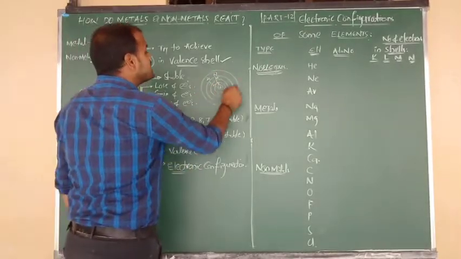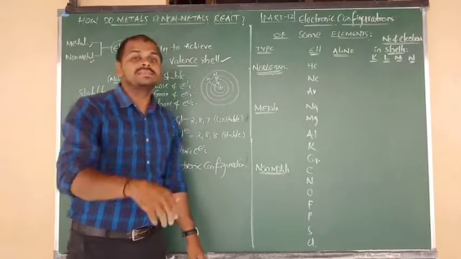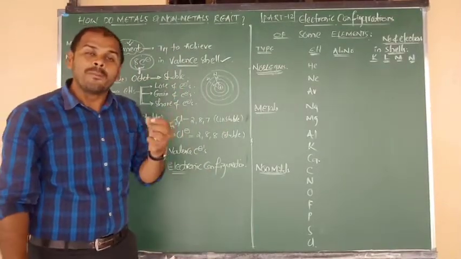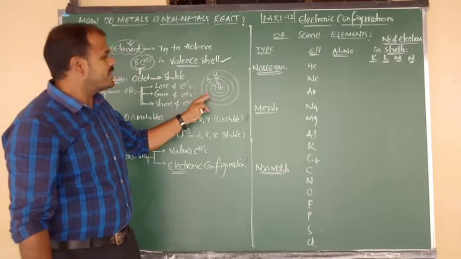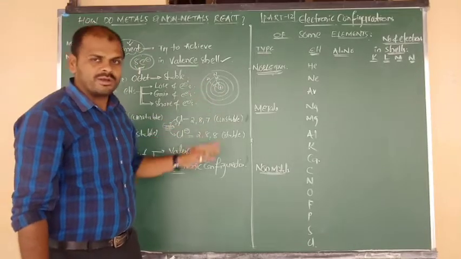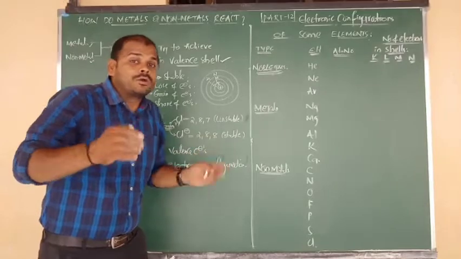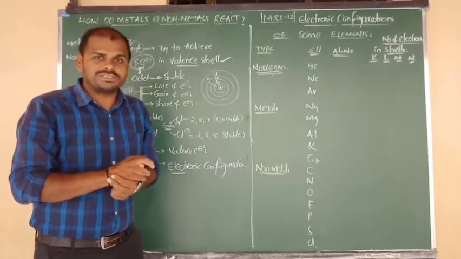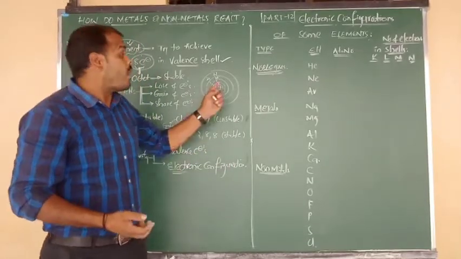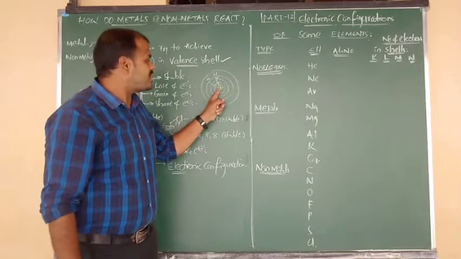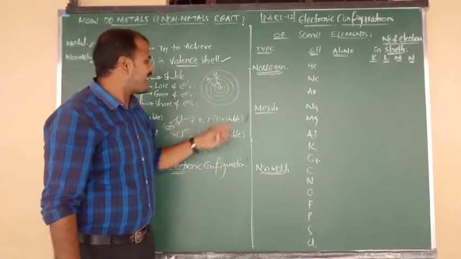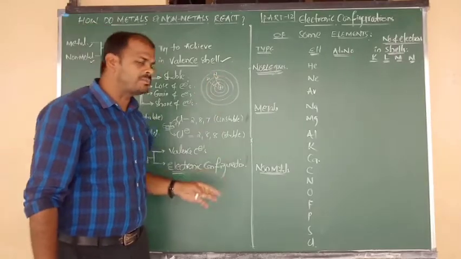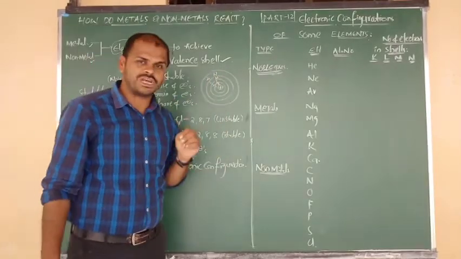Such circular paths are known as orbits, and orbits are denoted by the principal quantum number, small n equal to 1, small n equal to 2, small n equal to 3, small n equal to 4. Like that we can denote the numbers of the orbits. And also we can say that orbits are nothing but shells. First shell n equal to 1, or we can say K shell. Second one is nothing but L shell. Third one is nothing but M shell, and fourth one is nothing but N shell.